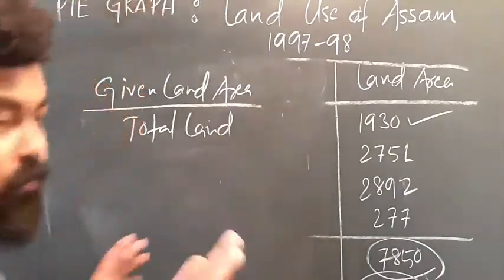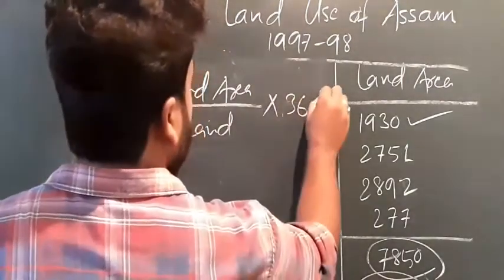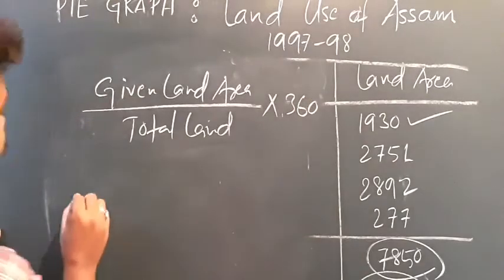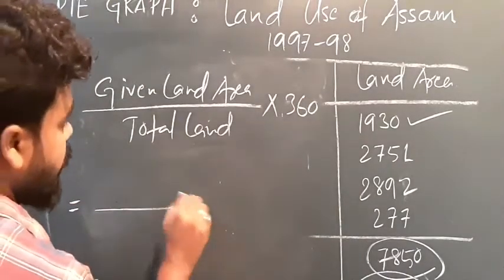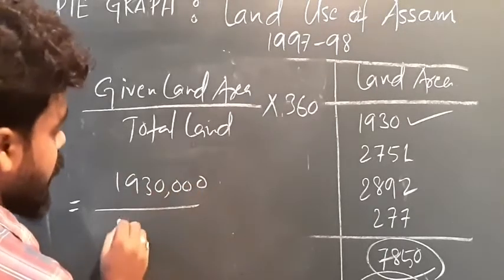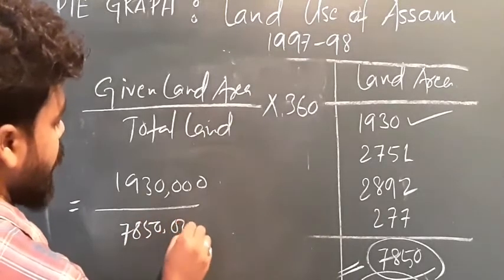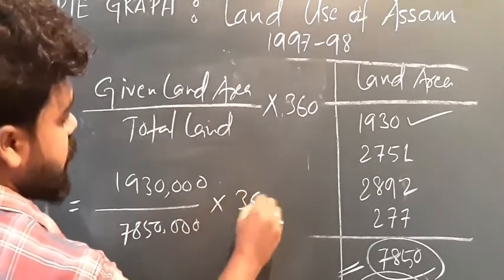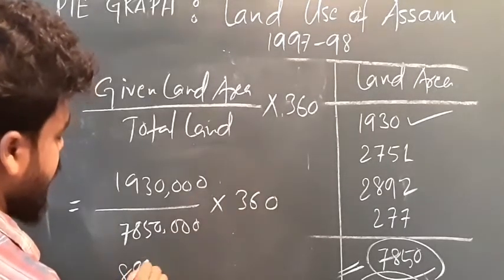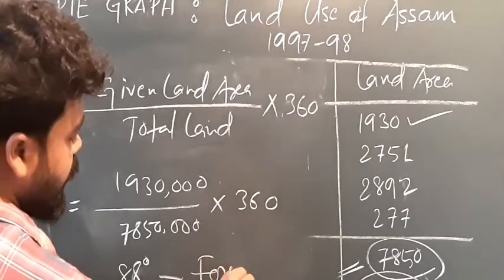But we have to convert it to degrees. What is the total degree of one circle? 360 degrees. So we have to multiply it by 360, right? The forest is 1930 thousand, the total is 7850 thousand, times 360. If we calculate, we will get 88. That means the forest is 88 degrees, right?